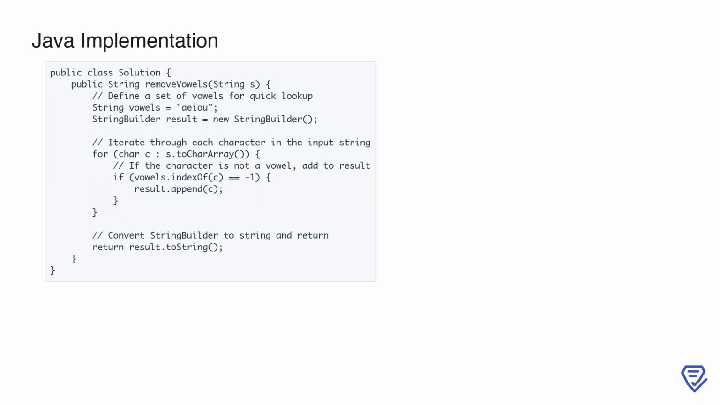This is the Java implementation for LeetCode problem number 1119, remove vowels from a string. It mirrors the Python logic and uses a string builder to efficiently construct the result string. A string is used to store vowels for quick lookup with the indexOf method. The solution iterates through each character of the input string, checks if it's a vowel, and appends it to the result only if it is not a vowel. This approach ensures clarity and efficiency.